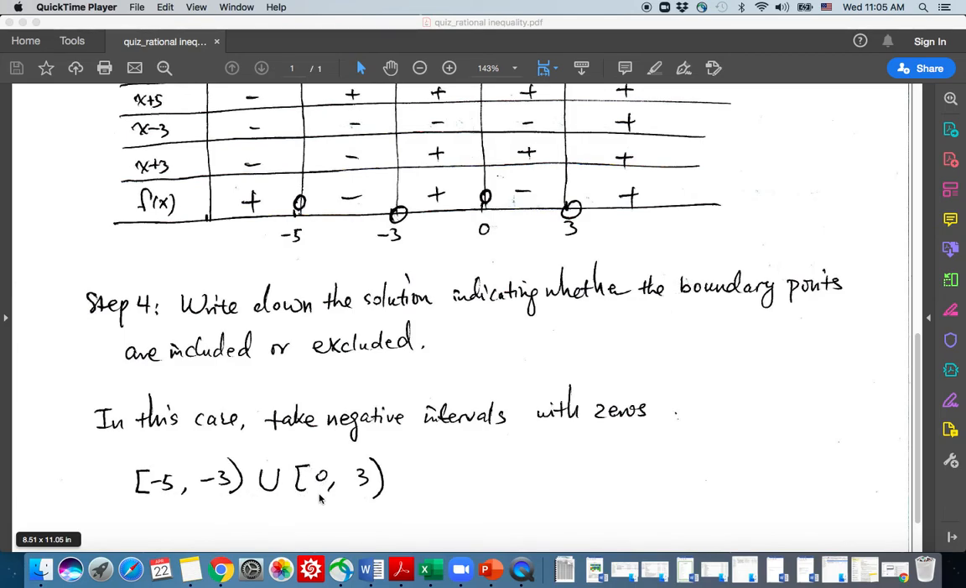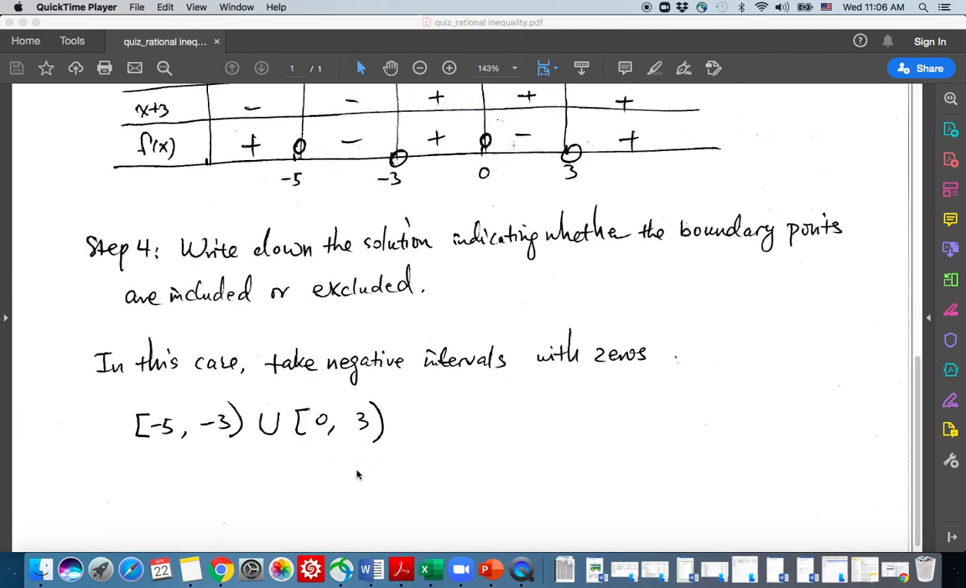So we do have to use the square bracket for these two endpoints to indicate these two numbers are part of the solution. But -3 and 3 are not, because these two numbers are where the function is not defined. So eventually you want to connect these intervals using the union sign to indicate it's going to be a combination of these two for our solution.